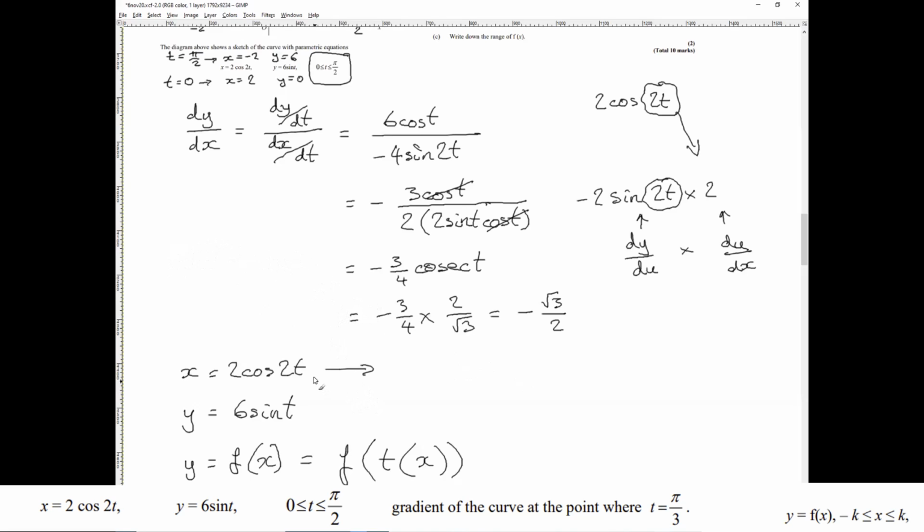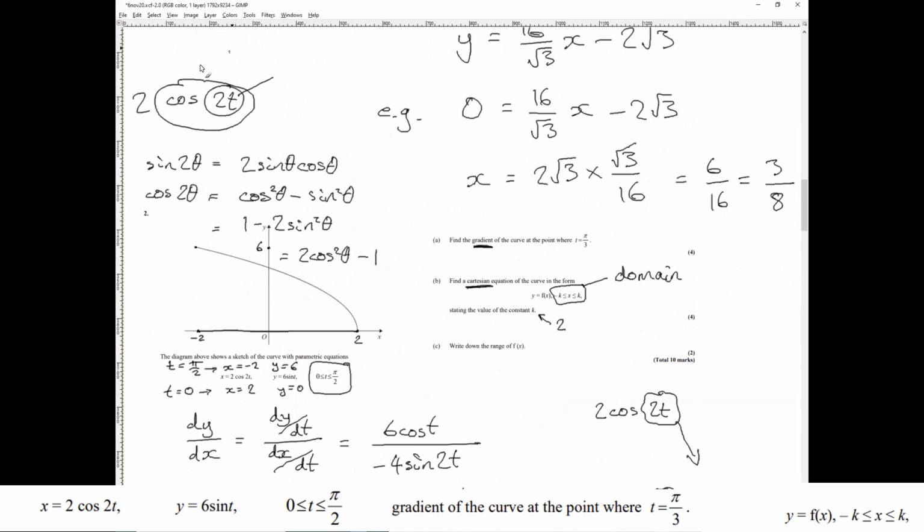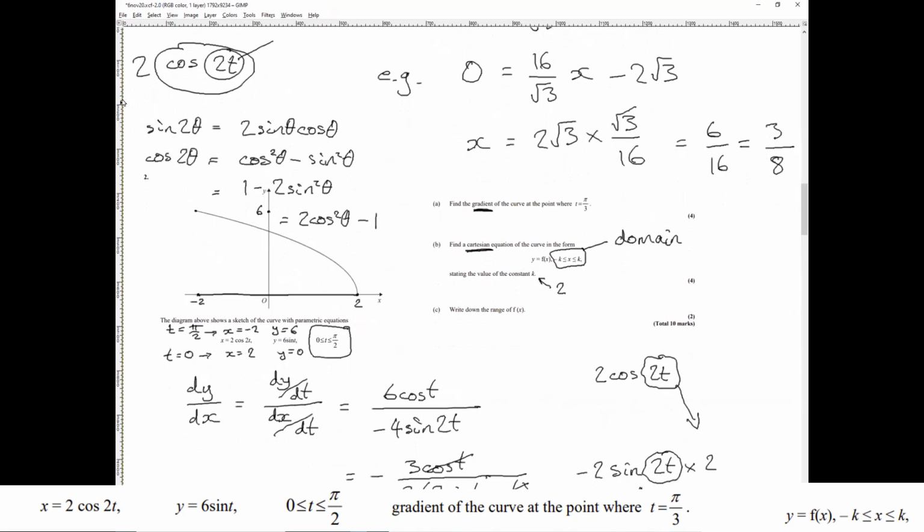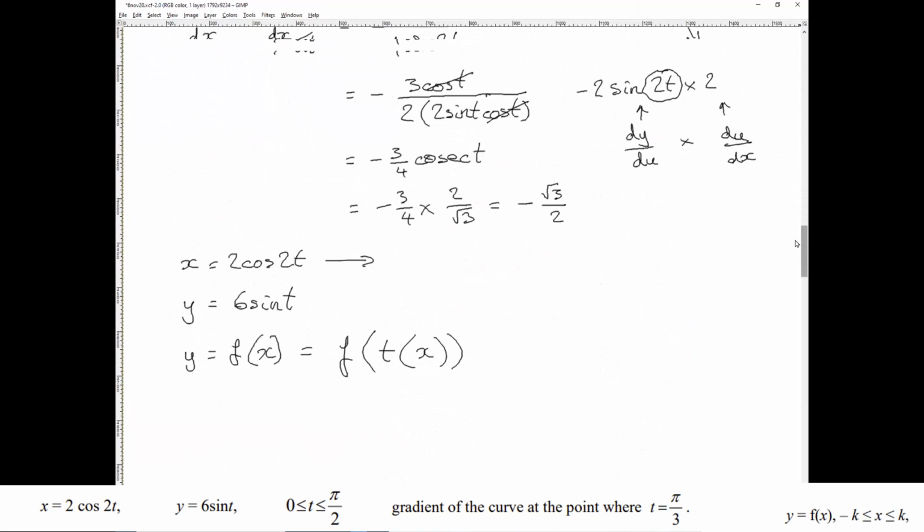So no. If we want to make t the subject here, what would be a good start? Oh, divide by 2. Because it's 2 times cos 2t, times by 2 is the outer function. So to remove the outer wrapper, which is multiplying by 2, we divide by 2. Yes. So we could say cos 2t equals x over 2.